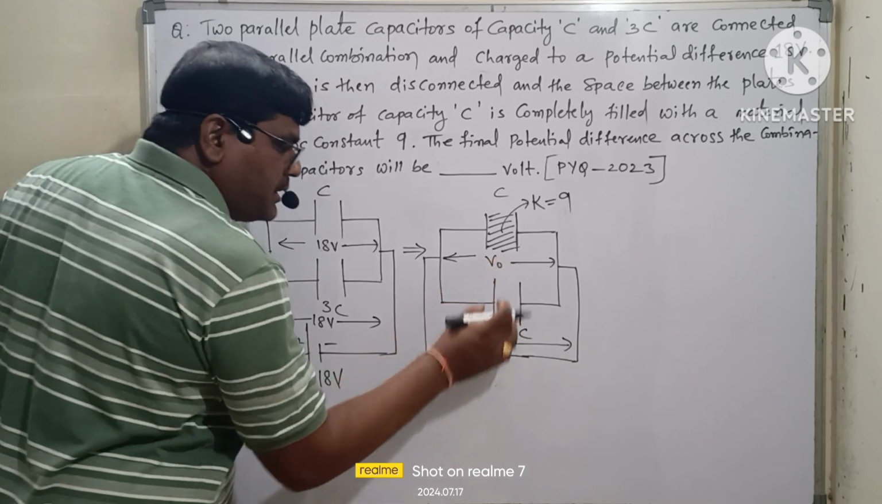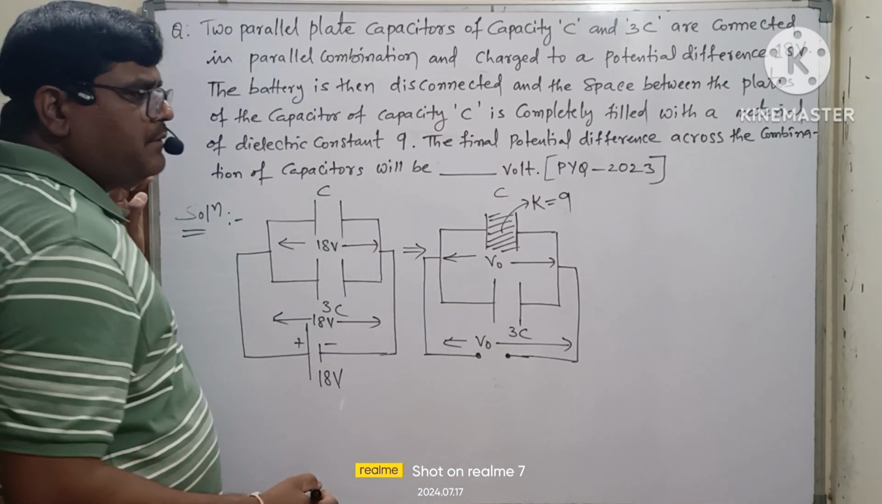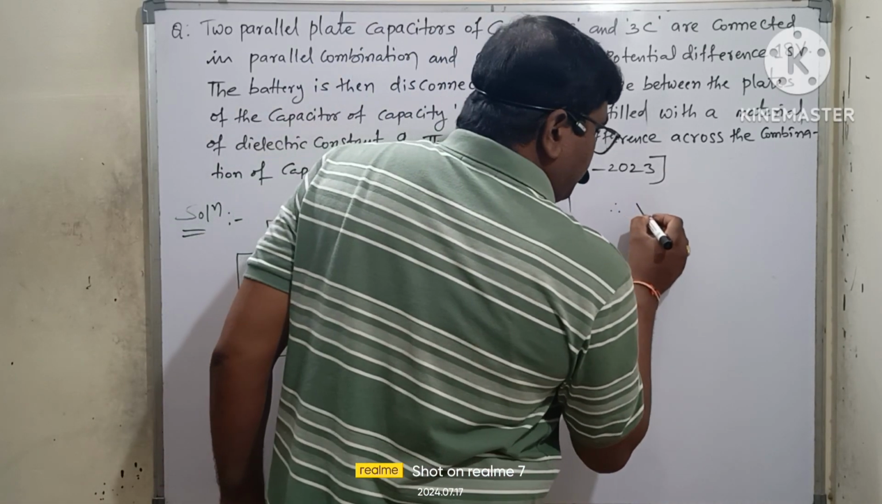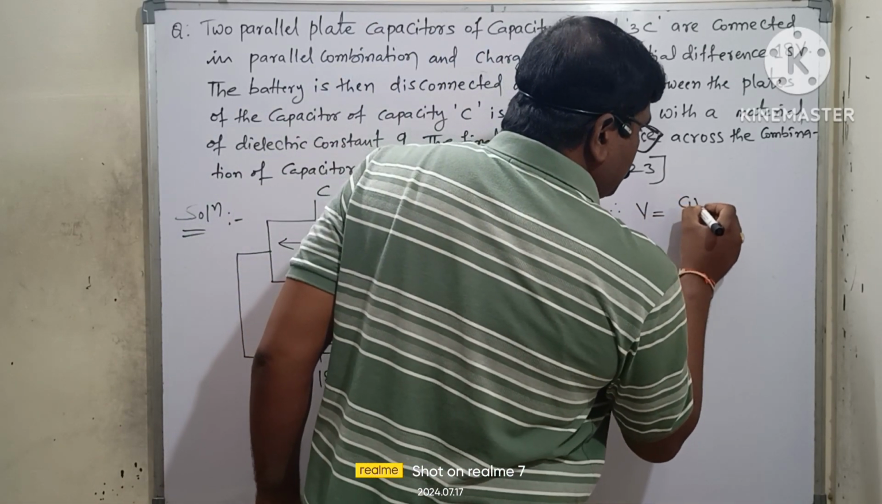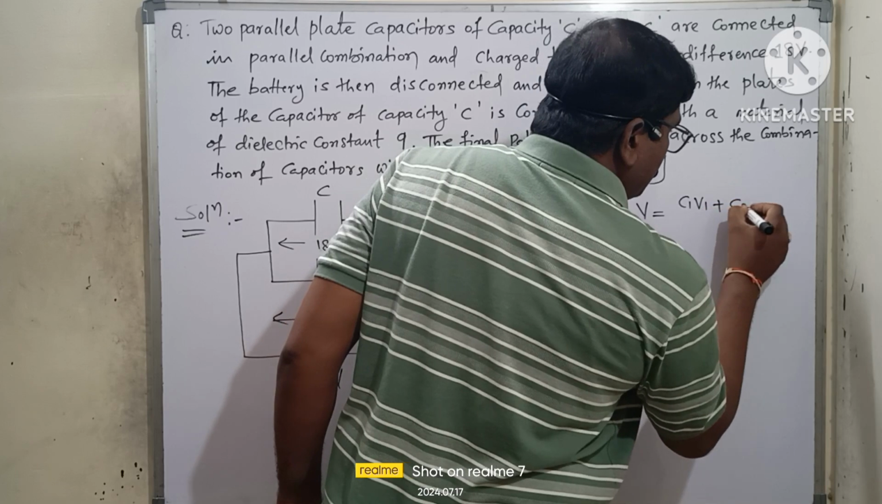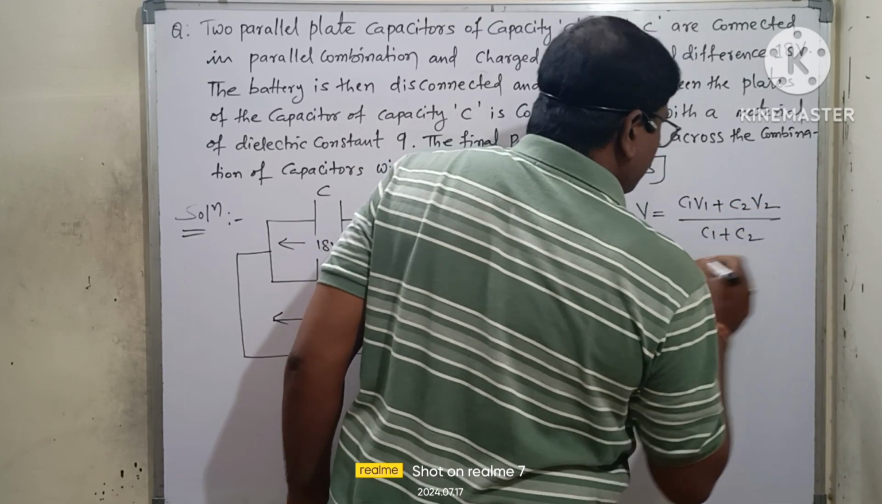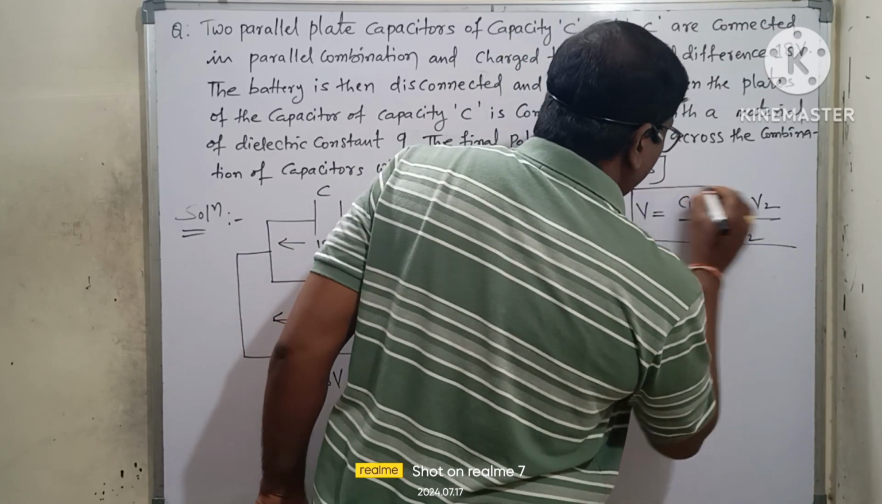So this is the common potential we have to find. Already we know, what is the common potential formula? Common potential formula: V is equal to (C1 V1 plus C2 V2) by (C1 plus C2). This is the common potential formula.